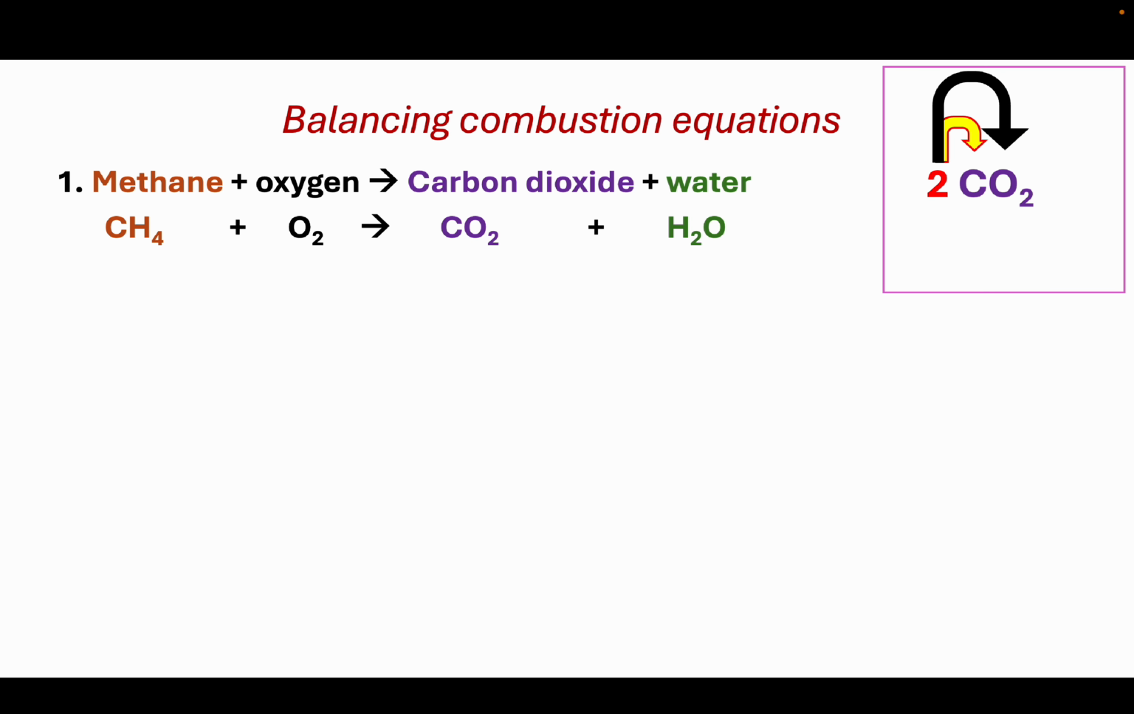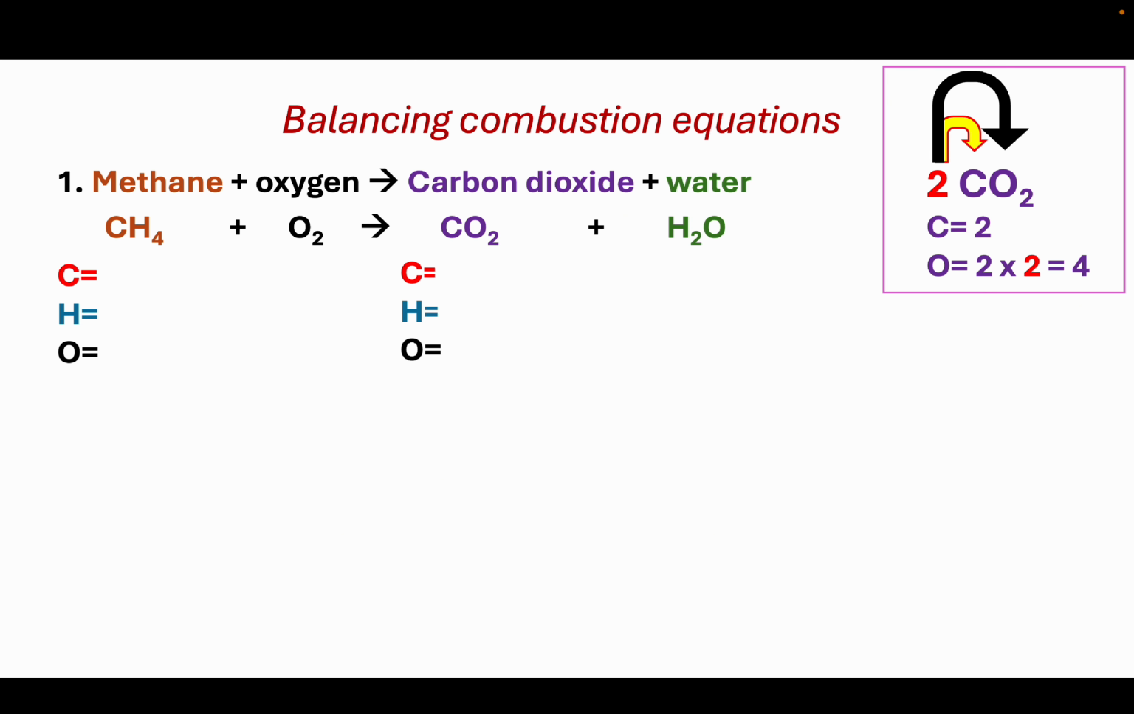However, when you have a small 2 hanging off the end of an element, it only goes for the element directly before it. This small 2 only influences the oxygen. So if I was to try and keep count of everything, I would have 2 carbons and 2 times 2 oxygen atoms, so therefore 4.